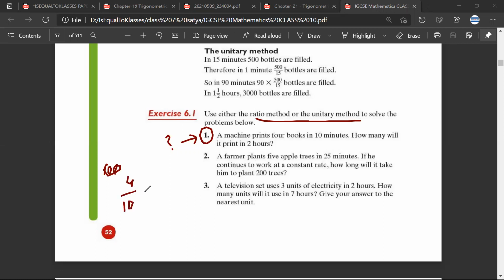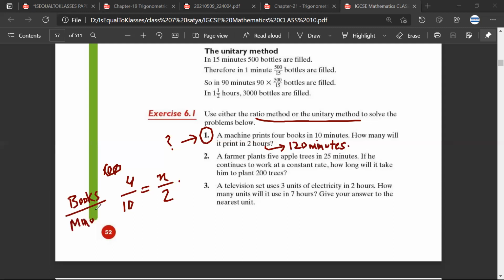So 4 upon 10 equals x upon 2. 2 hours can be converted to minutes, so 120 minutes. Then we have to divide 120 by 10, so we get 12. So that means we have to multiply 4 and 12, so we'll get 48. X equals 48. The first thing that you should do is write books upon minutes.